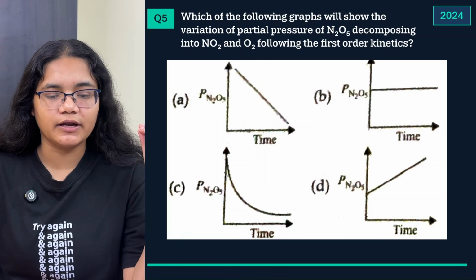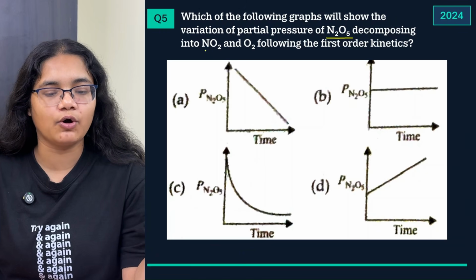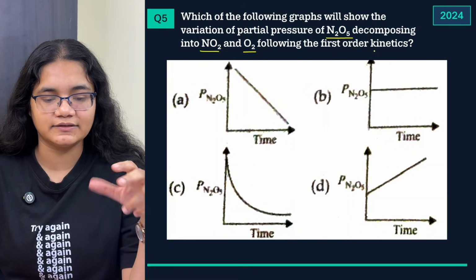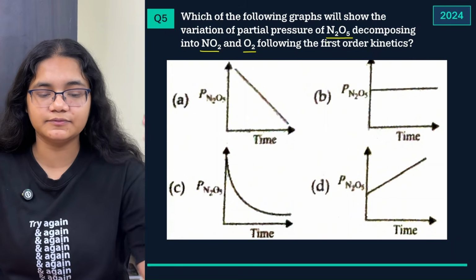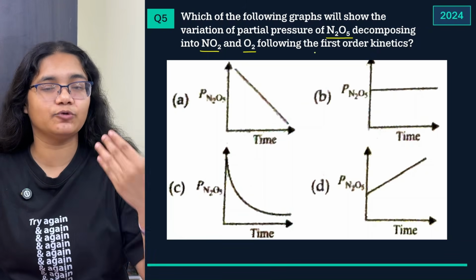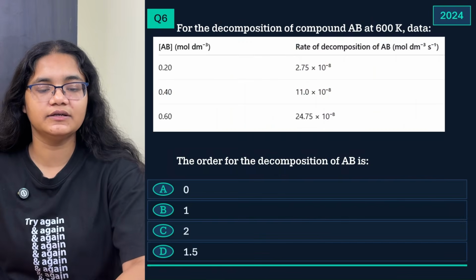Next, which of the following graphs will show the variation of partial pressure of N2O5 decomposing into NO2 and O2 following the first order kinetics? Now in the first order kinetics, what happens? The reactant concentration decreases in an exponential order, right? So that is why the correct answer will be option number C here.